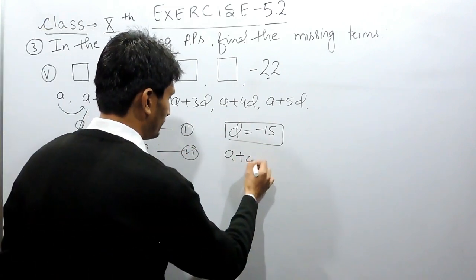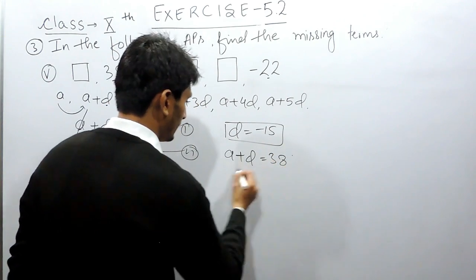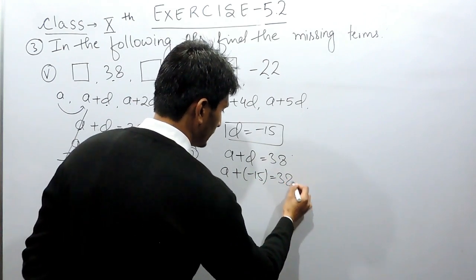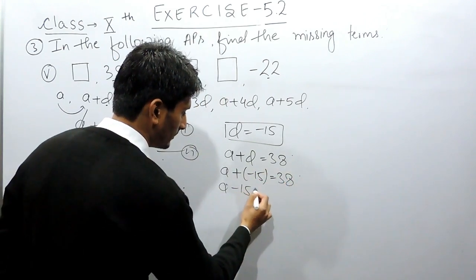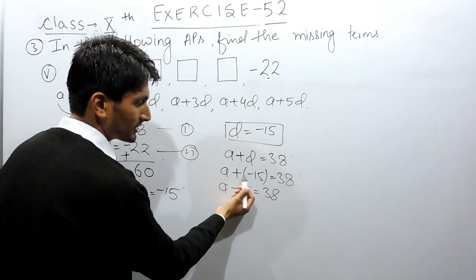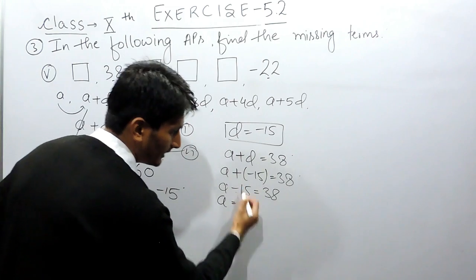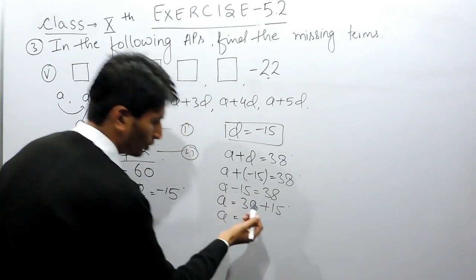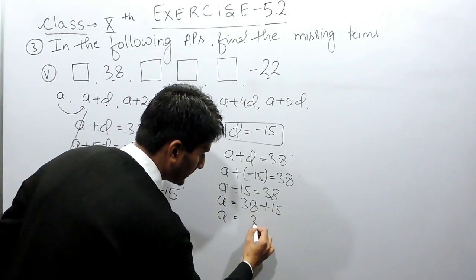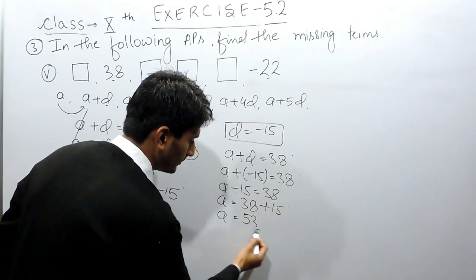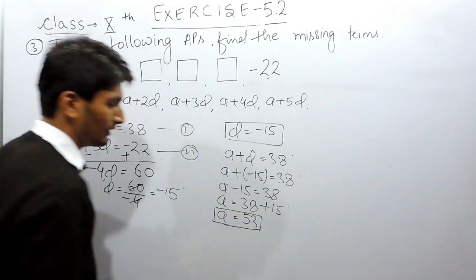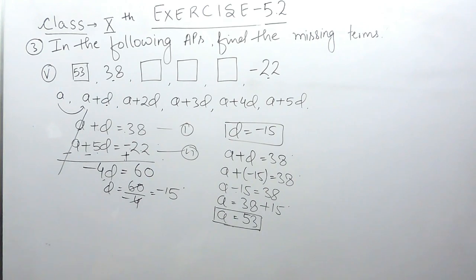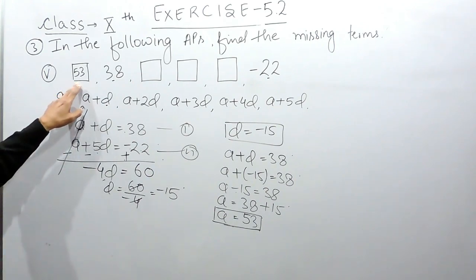So the first equation is A plus D equals 38. Now A, and the value of D is minus 15, and this is 38. Opening the bracket, plus minus will give minus, and this 15 was shifted to that side, this will become plus 15. So adding this, 8 plus 5 is 13, and 3 plus 1 is 4, and 1 is 5. So the first term here should be 53. So in this AP, the first term is 53.